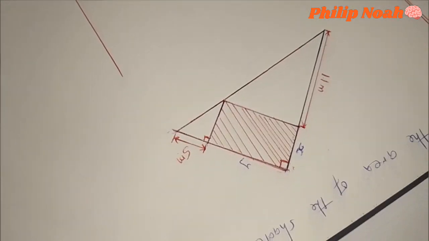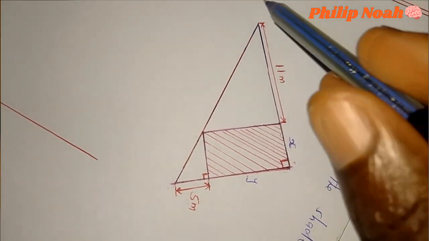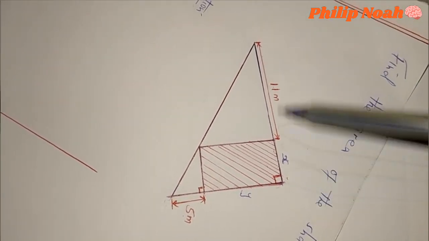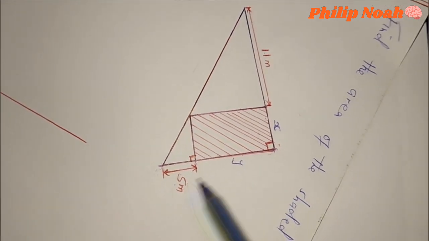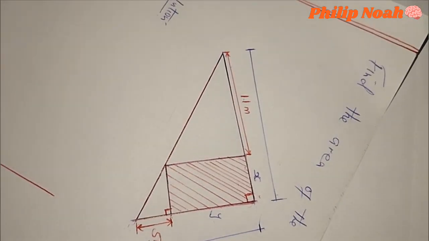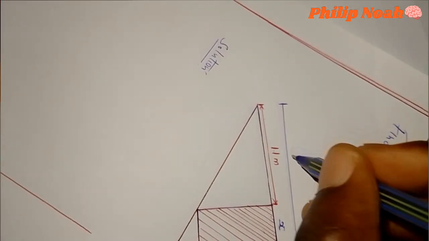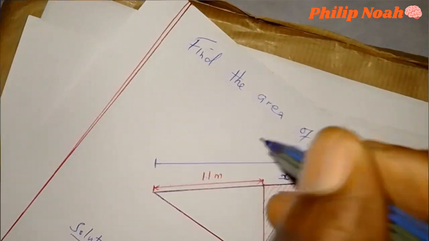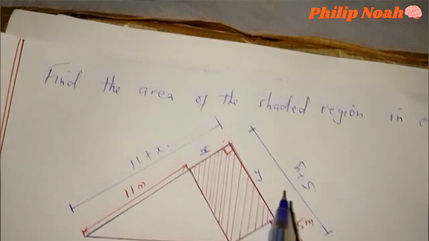So you can see, if we turn it this way, this can be our base, then this is our height. I'm saying that this height will be 11 plus x. Then base will be 5 plus y. So it shall appear like this. This is 5 plus y. Then on the other side will be 11 plus x.